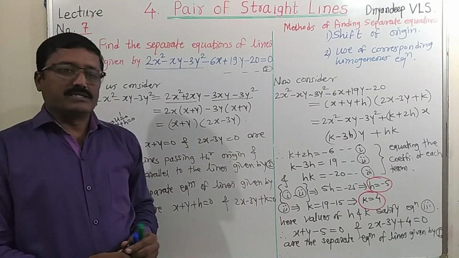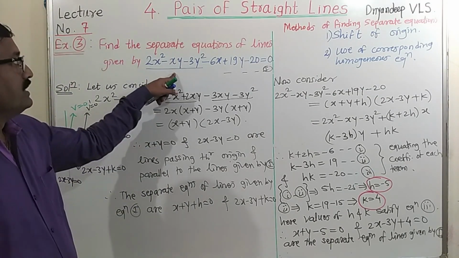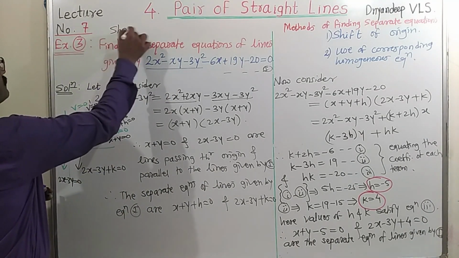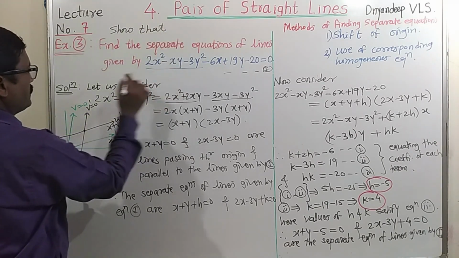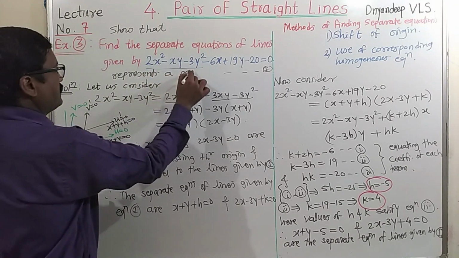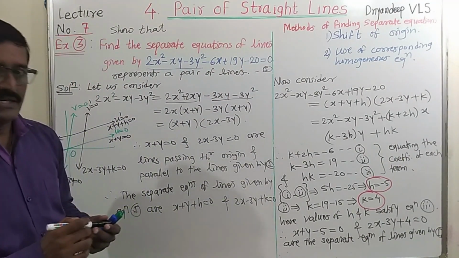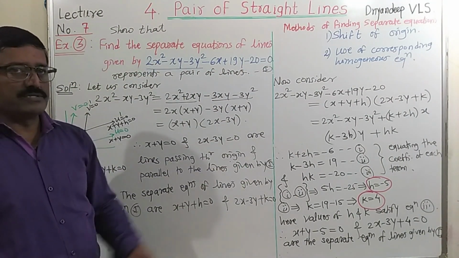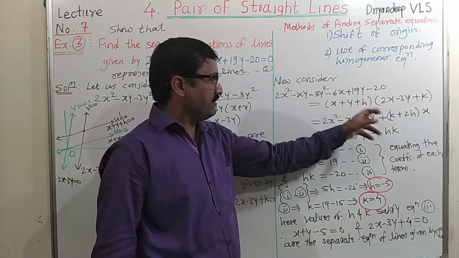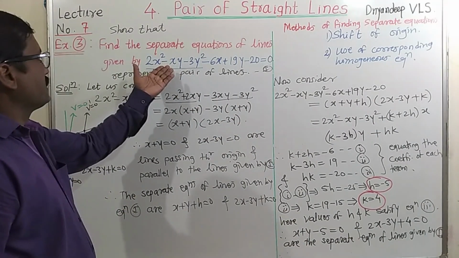Now, as we have found here separate equations of lines, obviously this equation represents a pair of lines. So, if sometimes question is asked, show that this equation represents a pair of lines, then at that time what to do? Just find their separate equations. If we are able to find the separate equations, and these are linear equations in x and y, obviously those are lines, so this equation represents pair of lines.